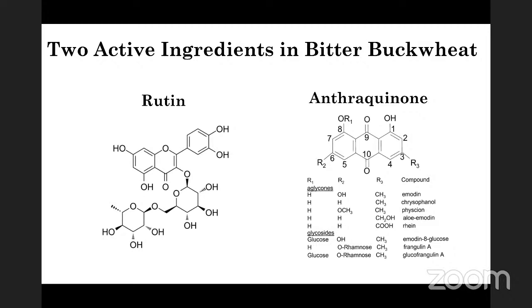glycosylation. The emodin has three hydroxyls distributed in the 1, 6, and 8 positions, which will be the target of the glycosylation. And the rutin is the main flavonoid in tartar buckwheat. They also contain glycosylation and rhamnosylation.